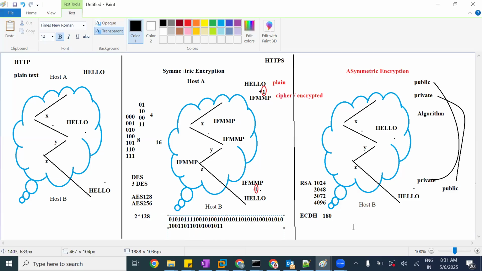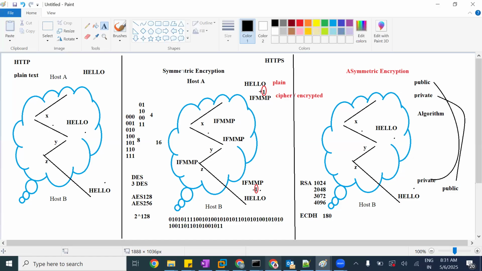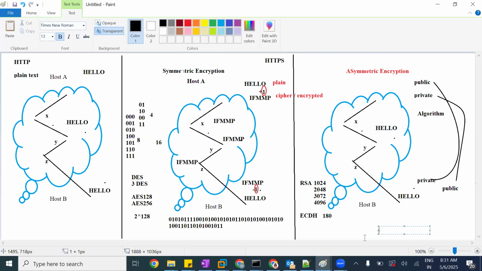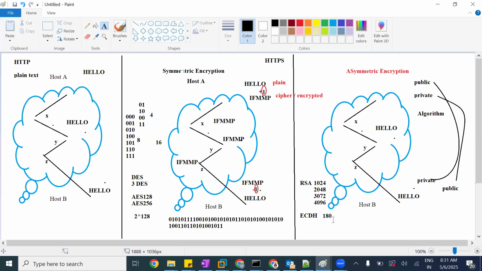Okay, I'll show you some of the live examples of the keys. One more concept is hashing. Let me finish that, then we'll see the live examples.